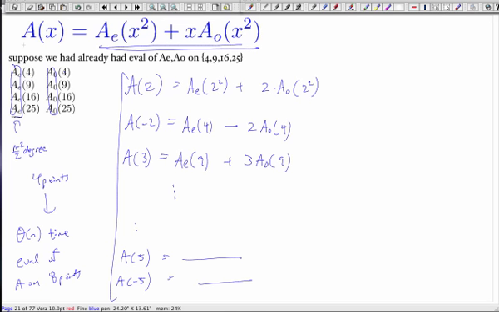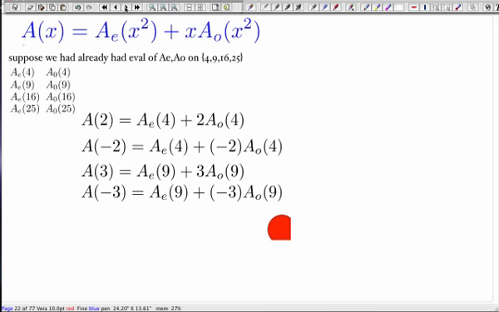Because how are we going to evaluate A even and A odd on these 4 points? Recursively. How are we going to combine the results of this recursion with this equation? And so at a high level, you should now see that you can essentially evaluate any polynomial at n distinct points in order n log n. There's one more detail about how this works.